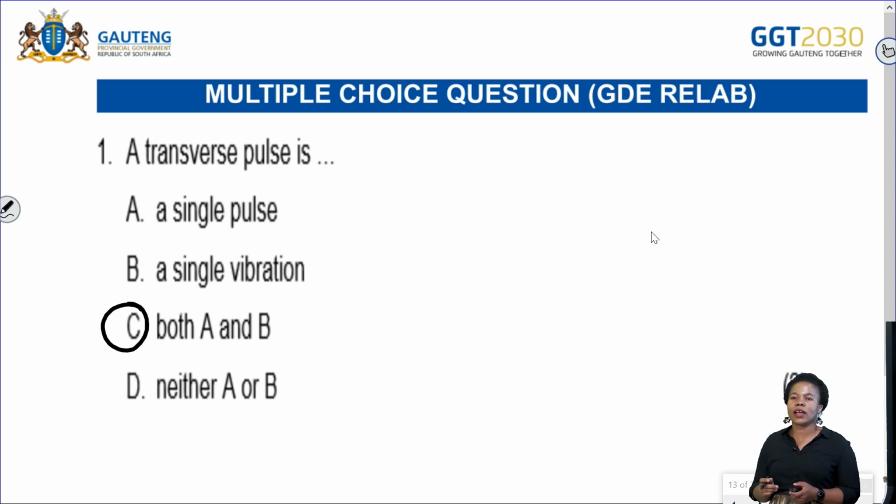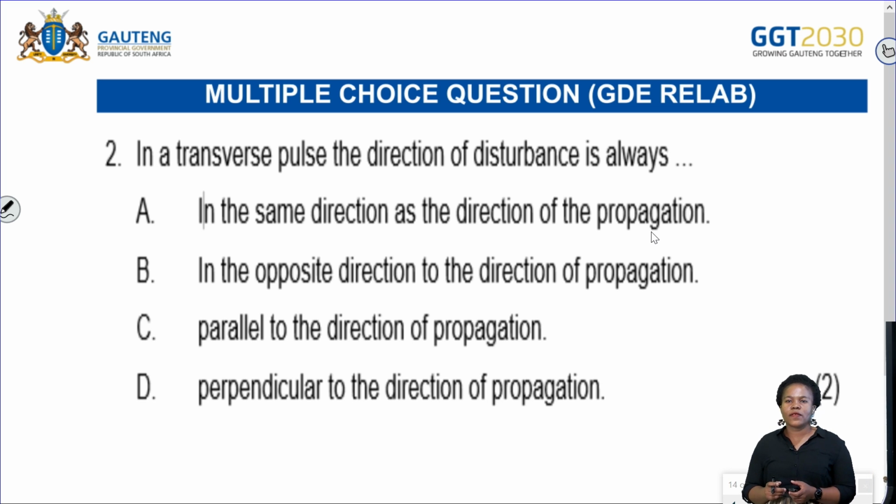Let's move right along, and then we have number 2, still on the Relab, Gauteng Department of Education, which I believe all of us have. Now they're saying, in a transverse pulse, the direction of disturbance is always, is it A, in the same direction as the propagation? And then in the opposite direction to the propagation, parallel to the direction of propagation, or perpendicular to the direction of propagation.